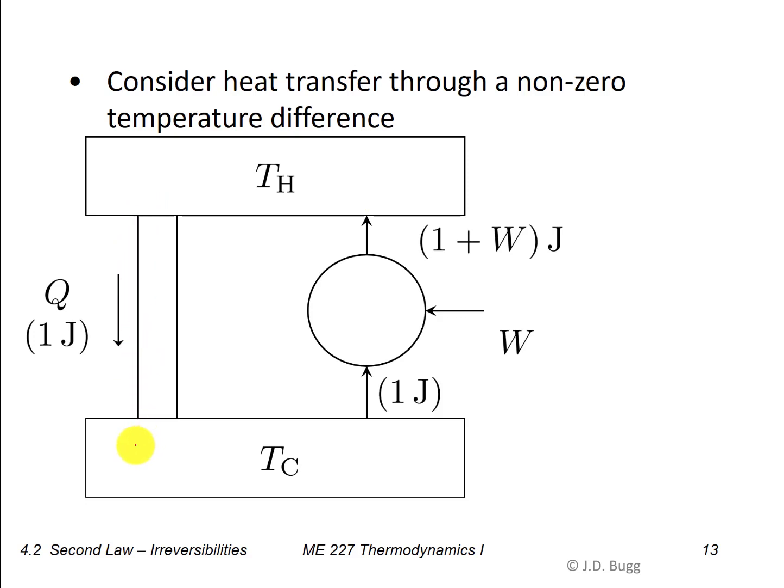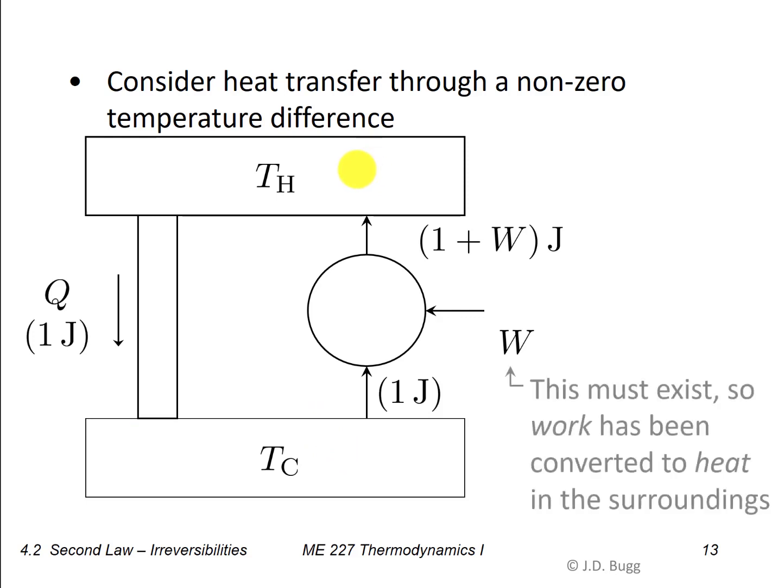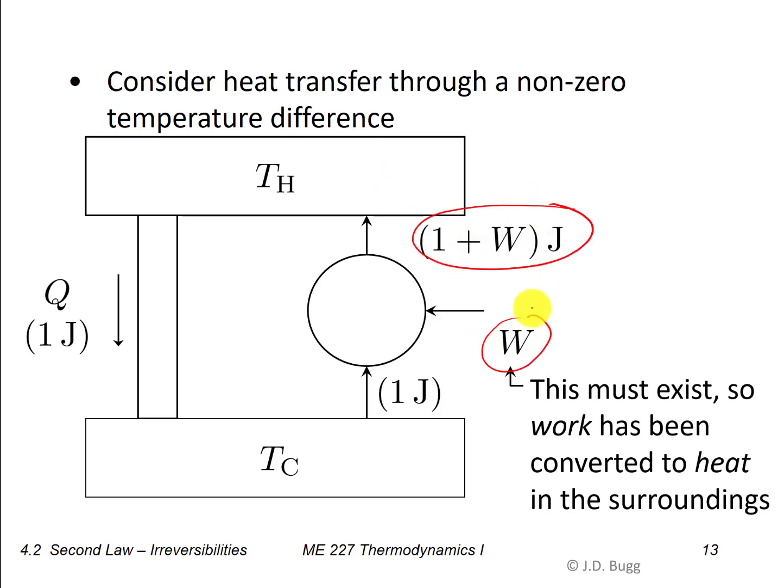Here's our original process, 1 joule of heat transfer. We have certainly reversed that process. We've taken that joule and moved it back up into here, but there has been a net effect on our surroundings, and the net effect is that work has been converted into heat. It comes into our cycle here as work, and it leaves our cycle as heat. So the only way to reverse this process is to convert work to heat in the surroundings. So that is not a reversible process. So work converted to heat, so not reversible.